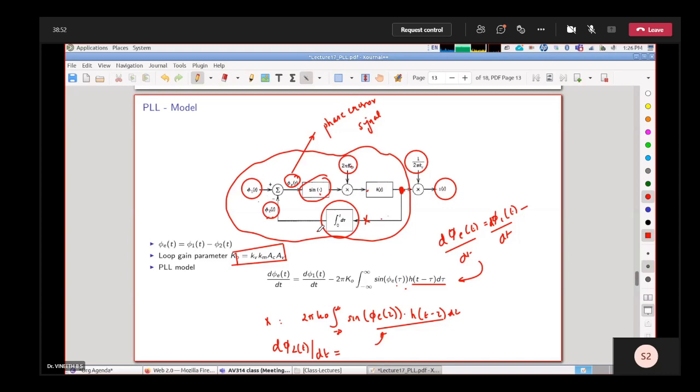Is this clear? Any questions here? Can you explain once how the VCO got replaced with an integrator?